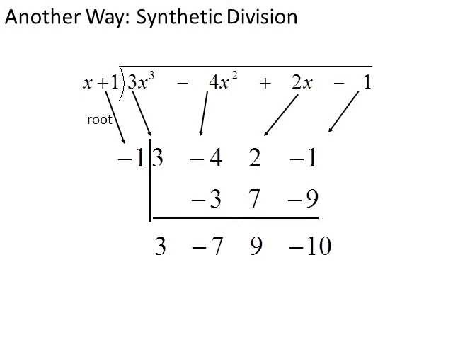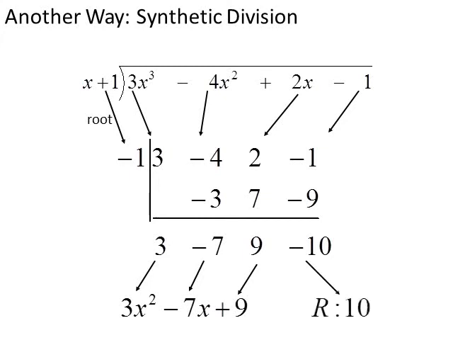But the thing to remember is that since I divided x to the third by x, I know my answer is going to start with x squared. So the answer is always going to be 1 less exponent than the original problem. So in this case, the answer is 3x squared minus 7x plus 9, and that negative 10 is the remainder.